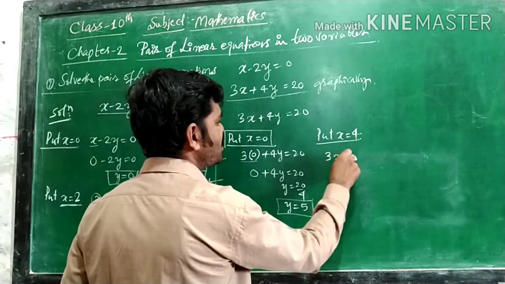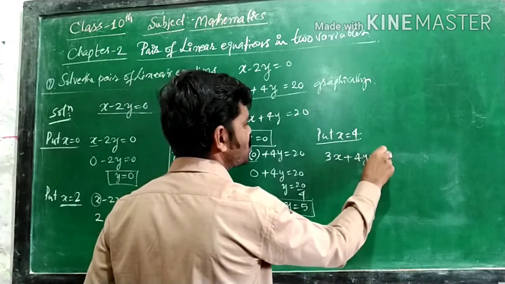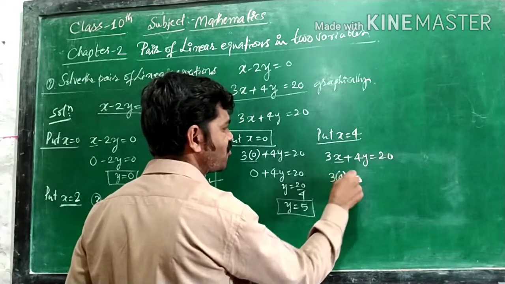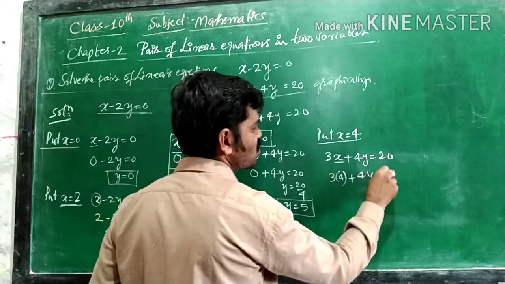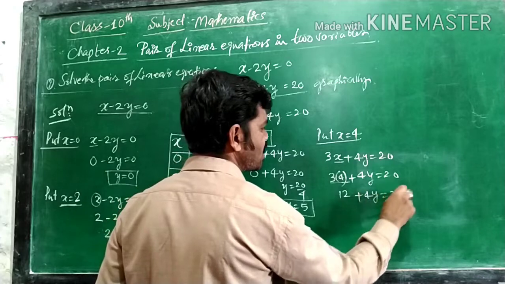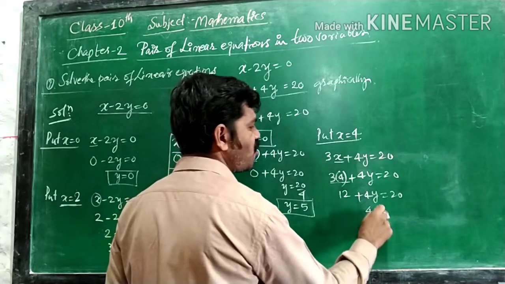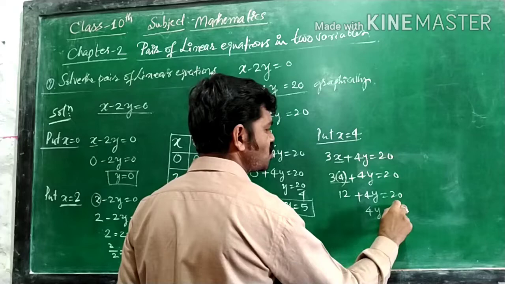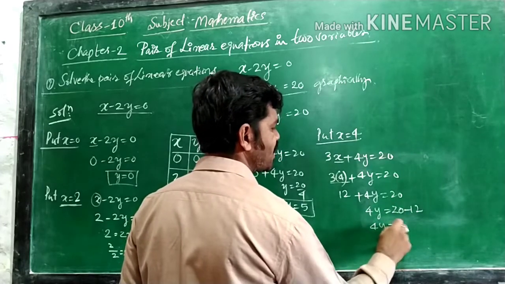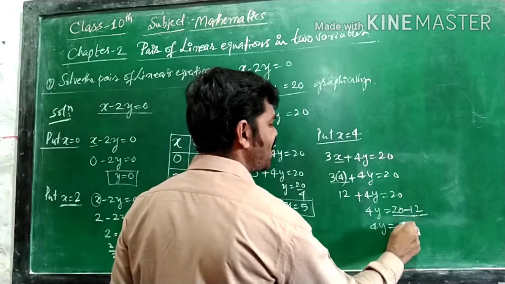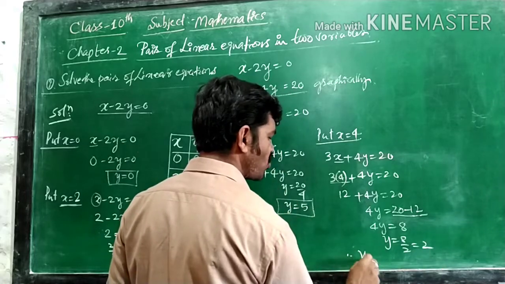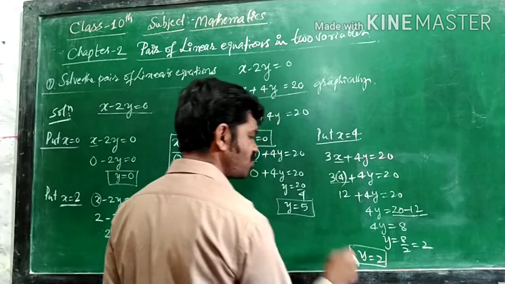we have the equation 3x plus 4y is equal to 20. The value of x is equal to 4. 3 multiplied by 4 plus 4y is equal to 20. So that is 12 plus 4y is equal to 20. 4y is equal to 20 minus 12. 4y is equal to 8. So y is equal to 8 by 4, that is equal to 2. Therefore we have got the value of y as 2.